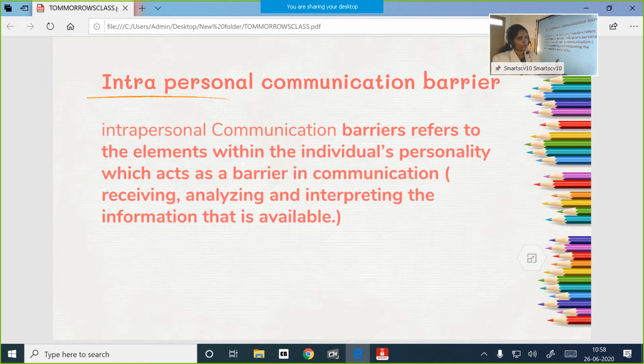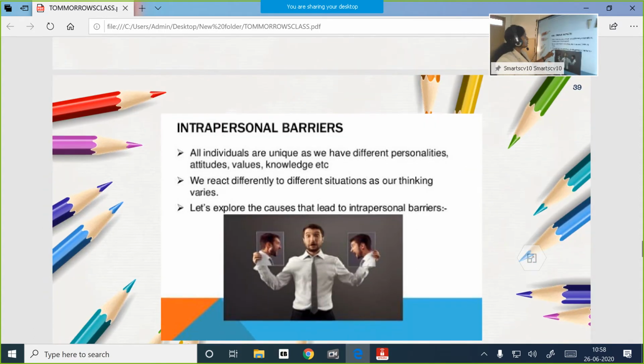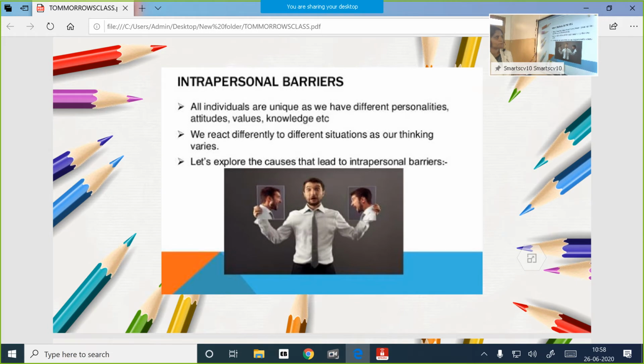So what is an intrapersonal communication barrier? It refers to the characteristics that are inbuilt within us which act as a barrier in communication. It is a barrier which we develop in ourselves, that acts as a barrier in which we cannot communicate with another person. The elements or characteristics in a person which act as a barrier in communication, that is called the intrapersonal communication barrier. So what are the cases that can cause this barrier?